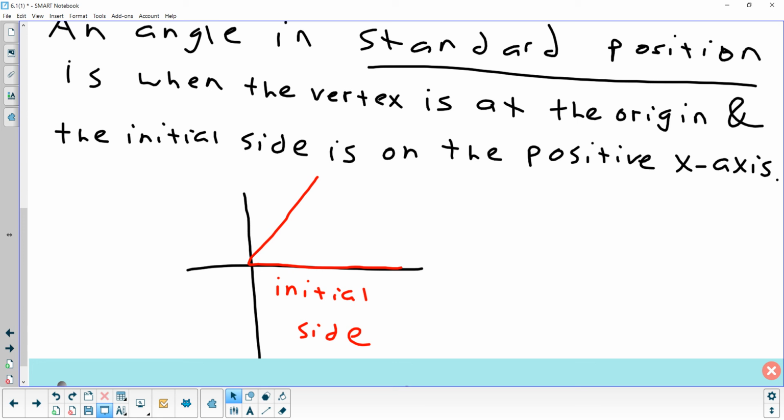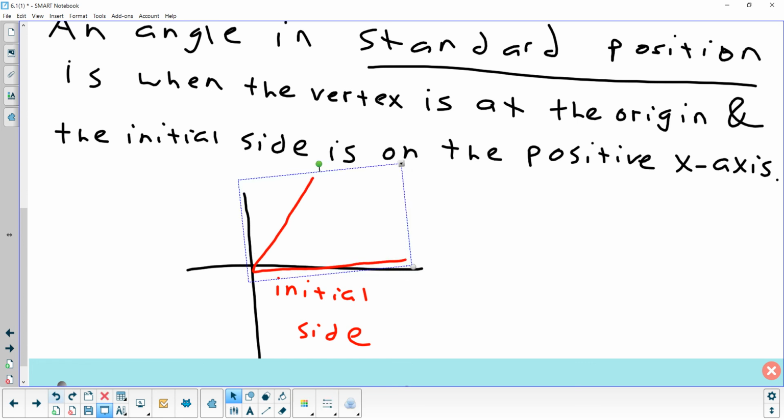How about if I did that? Is that angle still in standard position? Wait, Mabel, what's wrong with that? It's not at the origin. The initial side is on the x-axis, so that's good. But the vertex isn't at the origin, so we would not consider that an angle drawn in standard position.